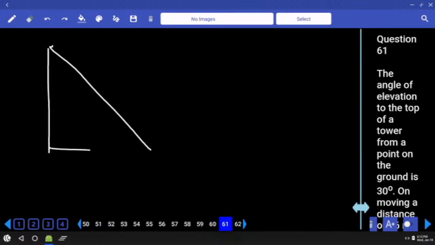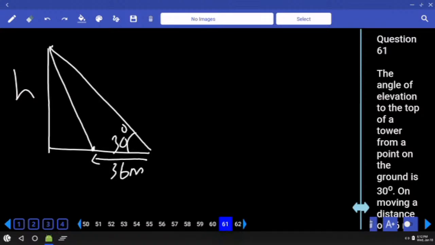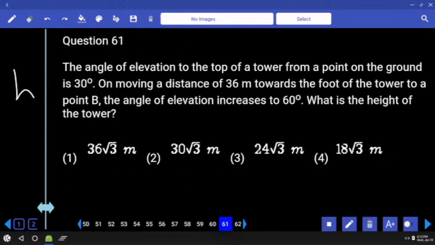Initially, what was the angle of elevation? 30. Let us take the height as h. When he is moving 36 meters closer, then the angle changes to what? 60. It is asking what is the height of the tower.